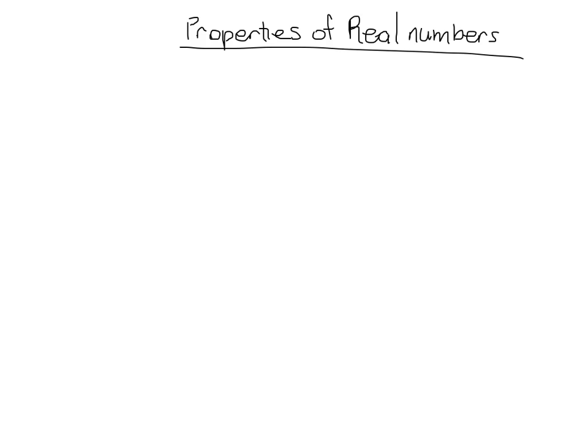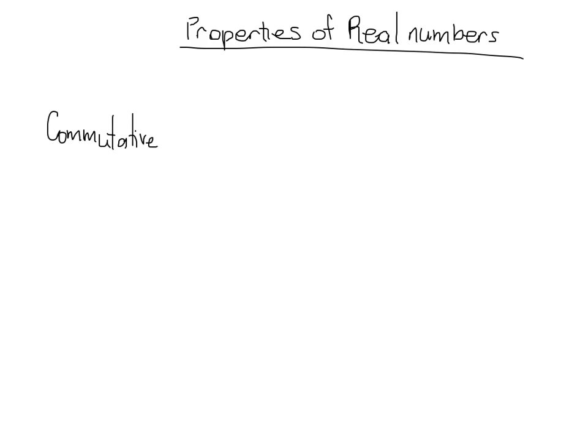Alright, so the first property that we'll be talking about today is called the commutative property. Let's write that down so you know how to spell it. When I think about the commutative property, I think about commuting. For example, traveling to work or traveling to school. You can do the same thing when you're adding and multiplying numbers.